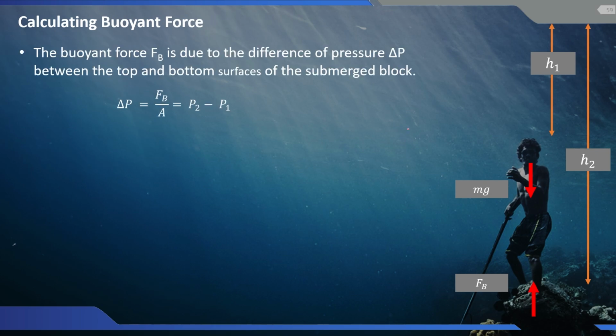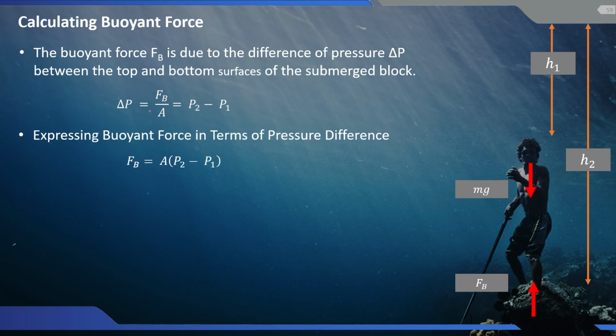The buoyant force arises due to the difference in pressure between the top and the bottom surface of the submerged object. This pressure difference is denoted as delta P equal to P2 minus P1, where P2 is the pressure at the bottom surface and P1 is the pressure at the top surface. We can rearrange the equation in terms of Fb, which yields Fb equal to A(P2 minus P1).